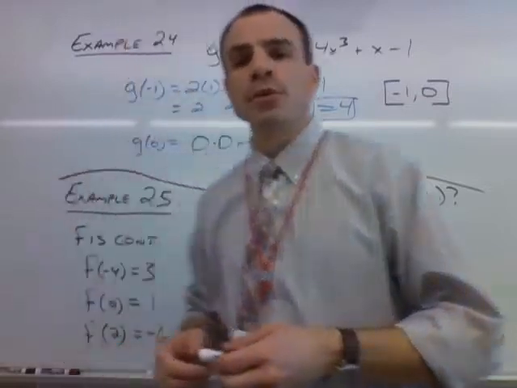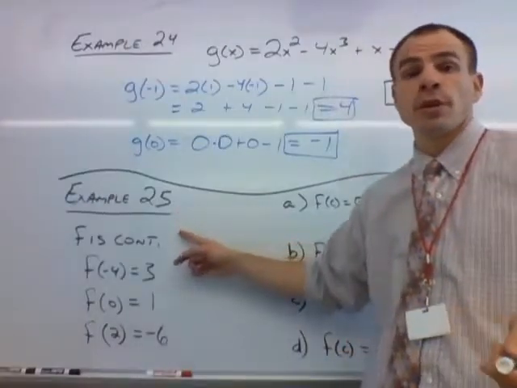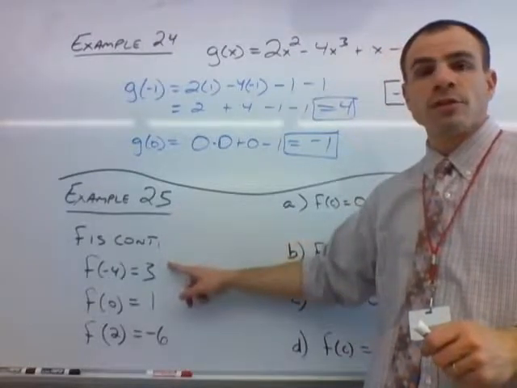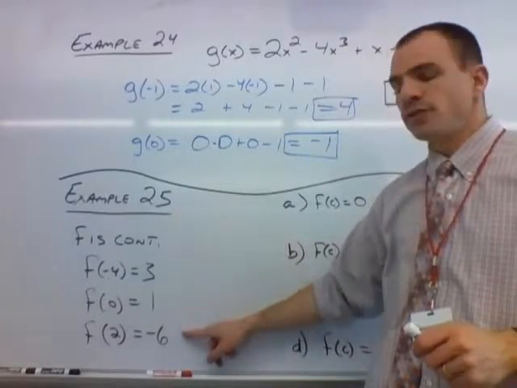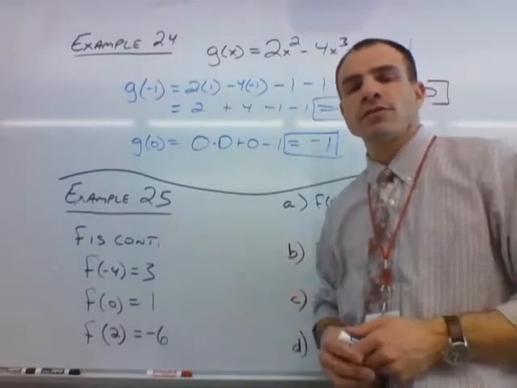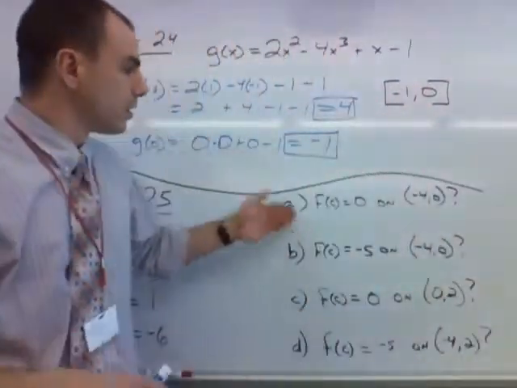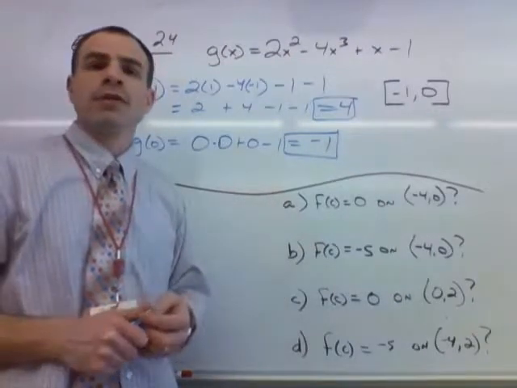Let's look at example number 25 now. We're given a different function f. We don't know what the formula is for f, but that's okay. We know that f's value at x equals -4 is 3. f's value at 0 is 1. f's value at x equals 2 is -6. And based off of this data and the fact that the function is continuous, we have 4 yes or no questions concerning the intermediate value theorem.